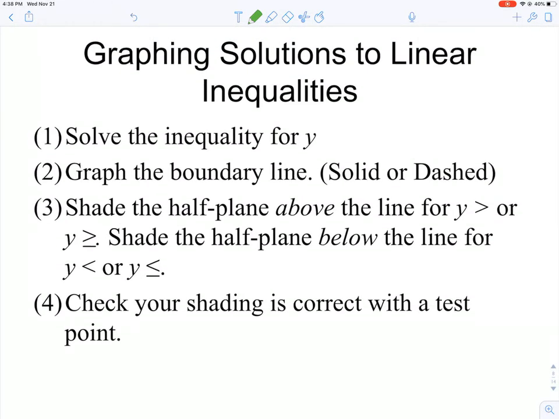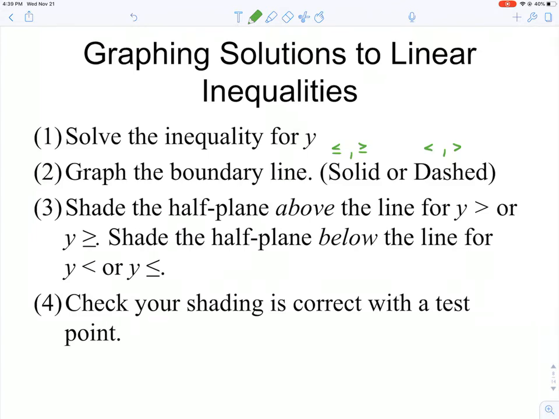All right, so for graphing the solutions to linear inequalities, first, you're going to solve for y in the inequality. Get y by itself on one side of the inequality. So basically, you'll be able to see what the equation of the boundary line is in slope-intercept form, so y equals mx plus b. And then you want to determine whether your boundary line will be solid or dashed. Solid would be the less than or equal to or greater than or equal to, and dashed would be strictly less than or strictly greater than.